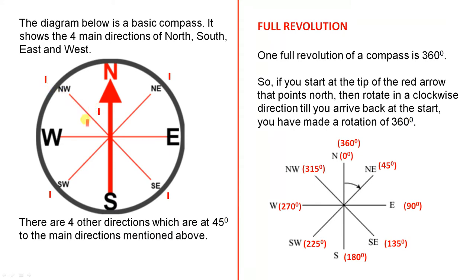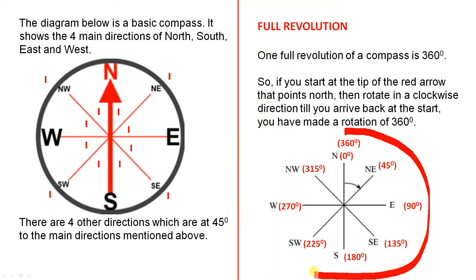And it's important to note that each of these angles here, there are 8 of them, they're all 45 degrees. One full revolution of a compass is 360 degrees. So, if you start at the tip of the red arrow that points north, then rotate in a clockwise direction till you arrive back at the start, you have made a rotation of 360 degrees.